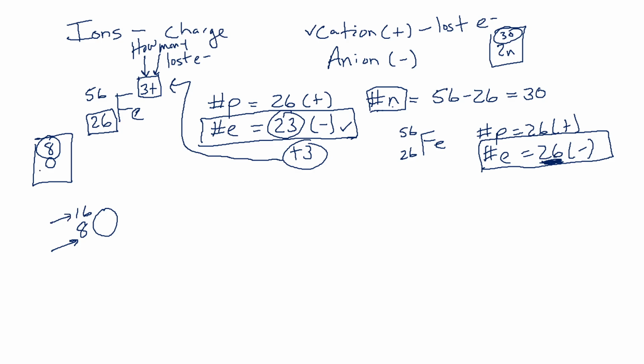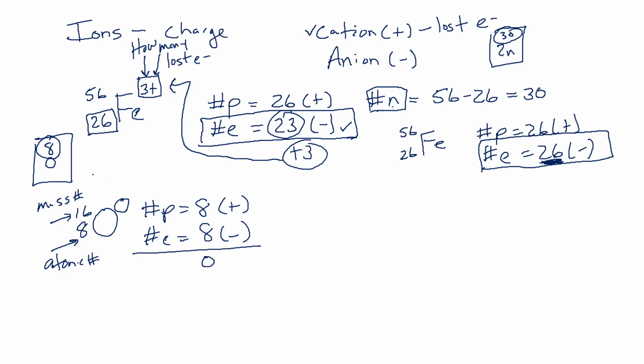Once again, our top number is our mass number, and there's our atomic number. And let's do a neutral oxygen here to start with. So our number of protons is going to be 8, once again equal to the atomic number. Once again, no charge there. So our number of electrons will also be 8. That's going to give us a grand total of 0 for the charge.